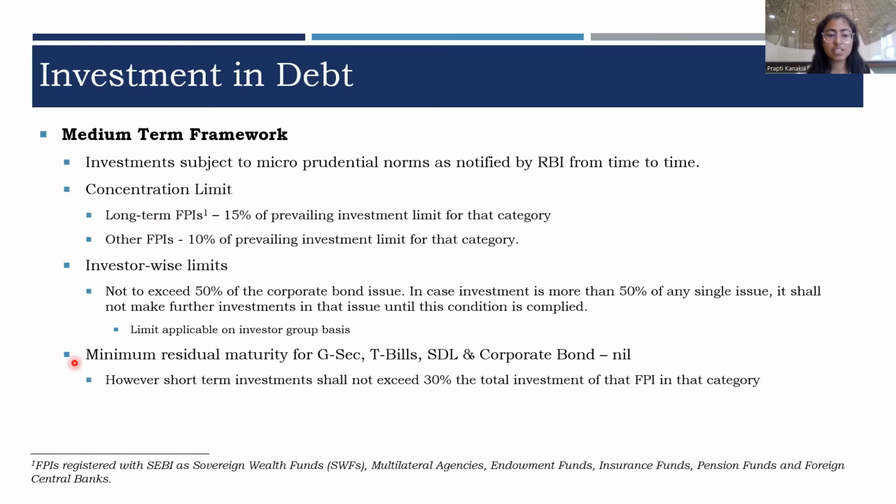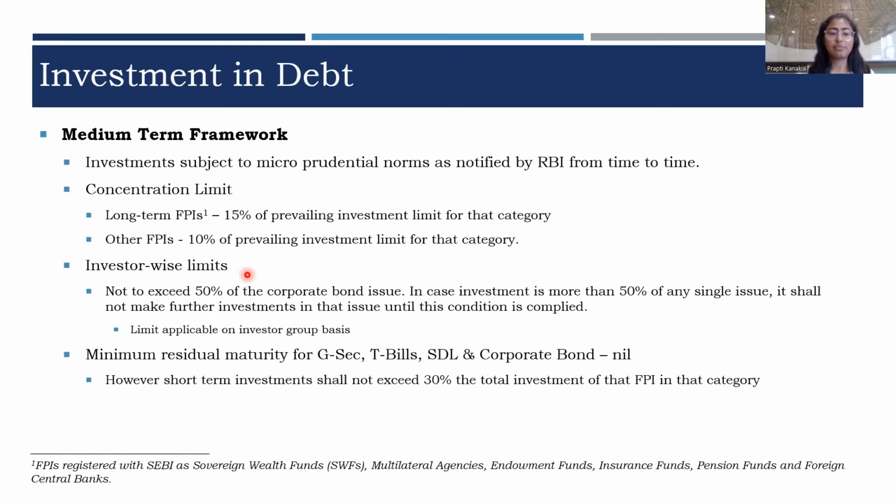Long-term FPIs, which include sovereign wealth funds, multilateral agencies, endowment funds, insurance funds, pension funds, and foreign central banks, can invest a maximum of 15% of the prevailing investment limit for that category. And for other FPIs, the limit is 10%.